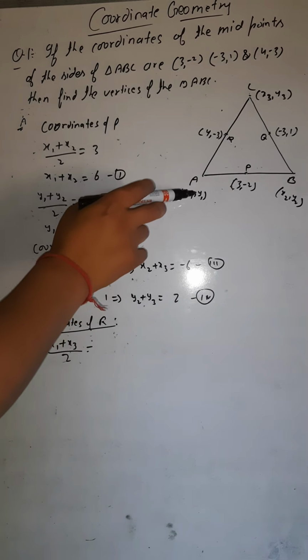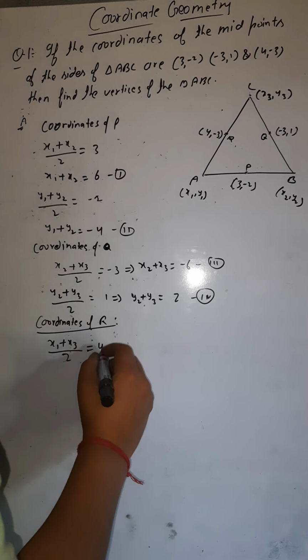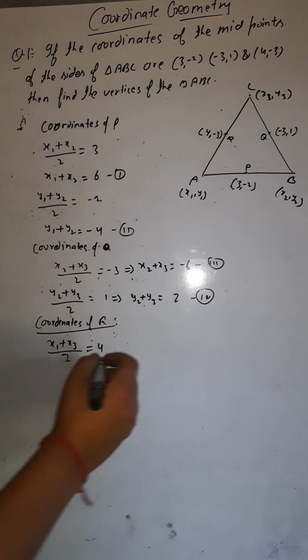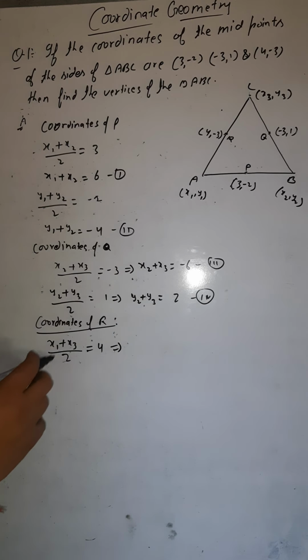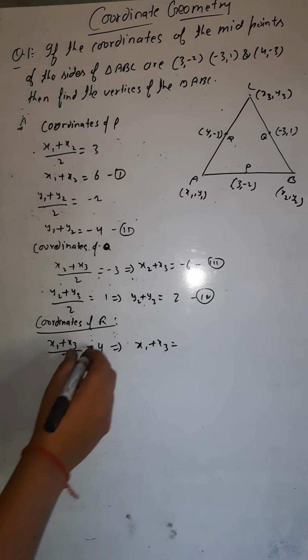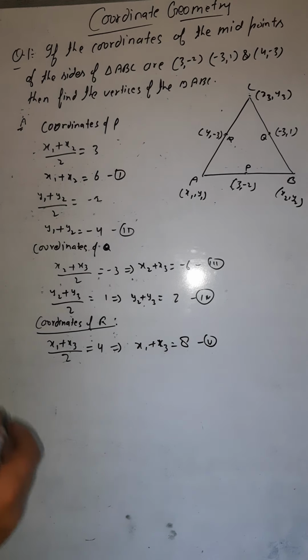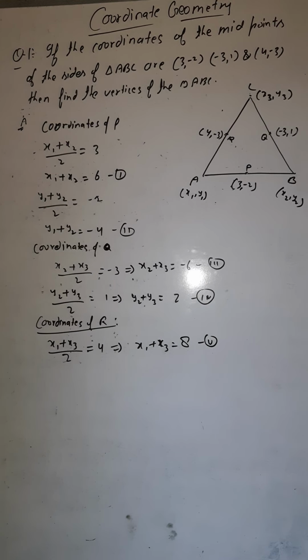The first coordinate is equal to 4, which has been given here. So from here I have another equation: x1 + x3 = 8. This would be equation number 5. x1 + x3 equals 8.